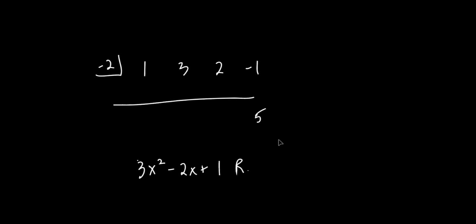Now, technically, your remainder is over the thing that you're dividing by, called your divisor. So what are you dividing by? Not -2. What are you dividing by? X plus 2. So really, it would be plus 5 over x plus 2. So that's really the best way to write a remainder.